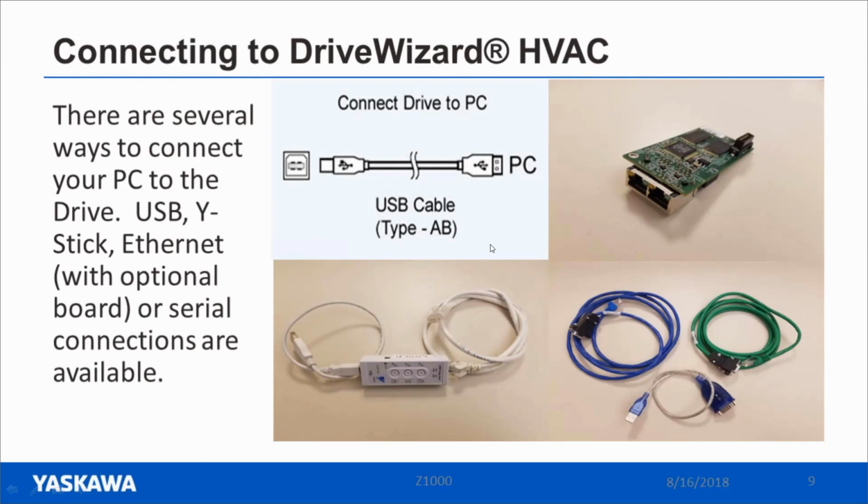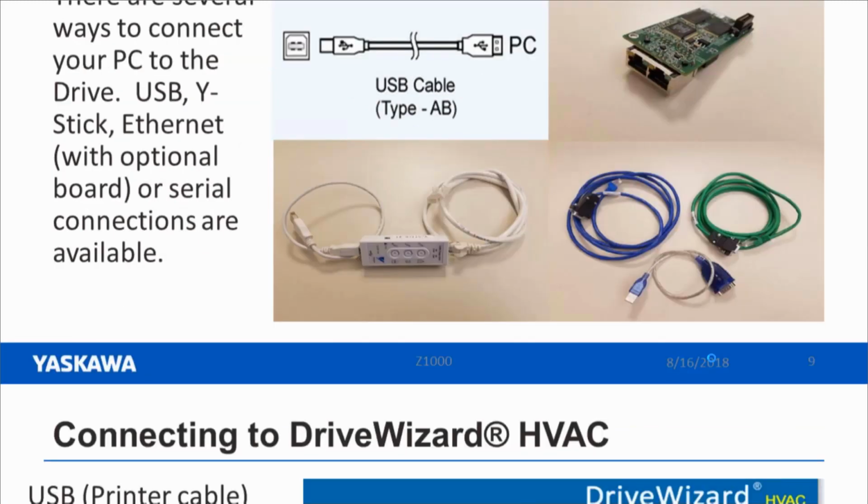Now, connecting your PC to the drive. Again, there are 4 different types of connections. Here is the USB cable type A to B. It's a printer cable. You can use the Yaskawa Y-stick here. Here's an Ethernet option shown with the dual port, or you have the different serial cables. If you do use the serial connection, you're going to need a third-party USB to serial adapter. We're going to get into the details here.